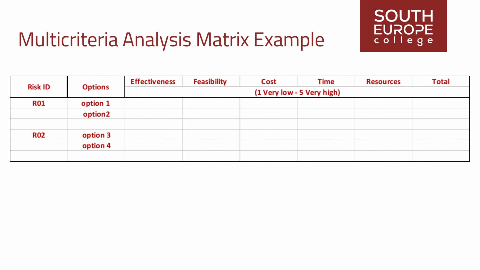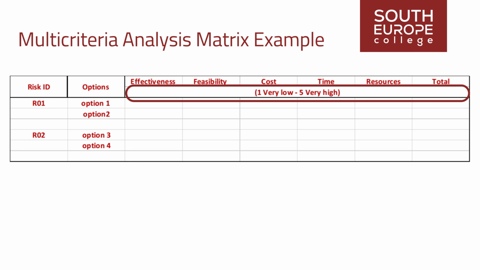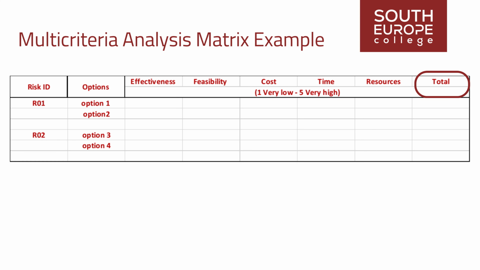This table is an example of a multi-criteria analysis matrix that has 5 elements to consider: effectiveness, feasibility, cost, time, and resources. Each of these elements is given a score from 1 being very low to 5 being very high by the people involved in the decision-making, and a total score is calculated for each element. For each risk, the option with the highest score is the optimal option. Note that, in the below example, all elements have the same weight. We can add weights to elements to highlight their importance and calculate a weighted average total score.